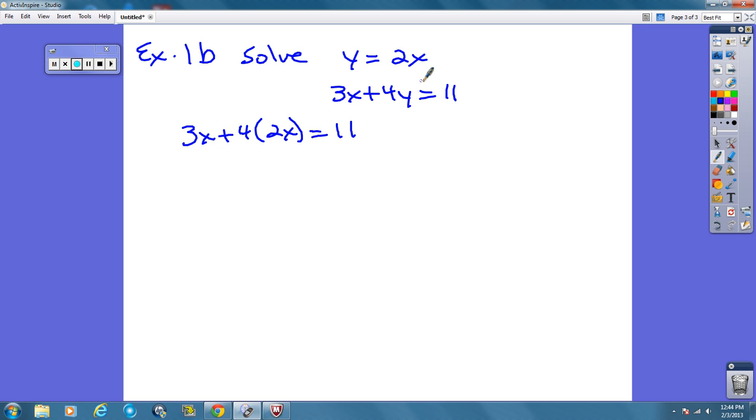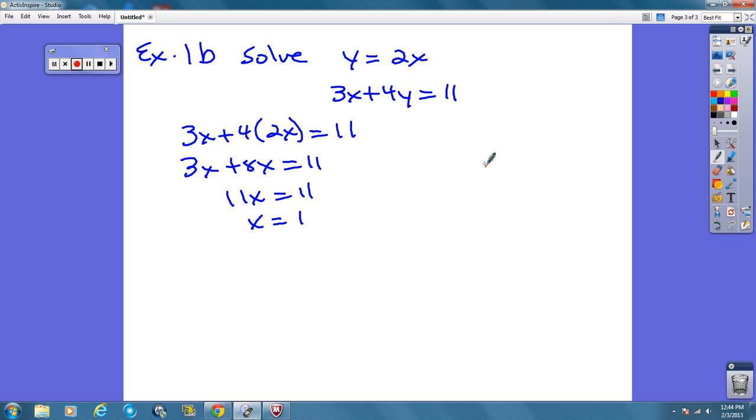The 2x came from this equation right there. So please don't forget it just because you're just using one. Now let's simplify this and solve. So 3x plus 8x equals 11. 11x equals 11, so x equals 1.